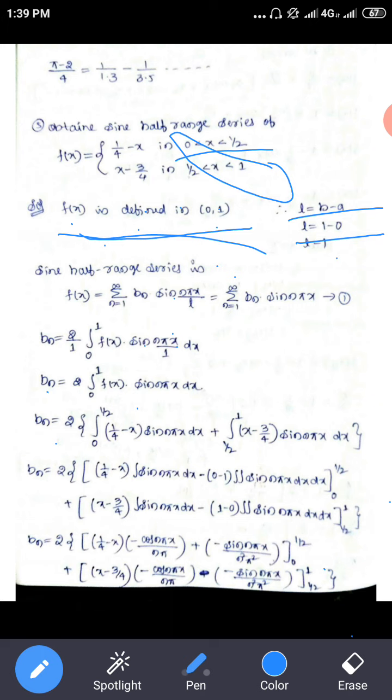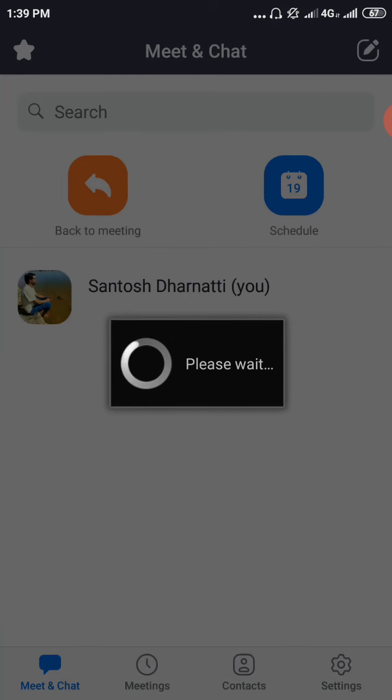The sine half range series is f of x equal to the sine series we are writing here, half range sine series, that is summation of bn into sine n pi x divided by L. L is 1, so it becomes bn into sine of n pi x. So bn is equal to 2 by 1 integral from 0 to 1 of f of x.